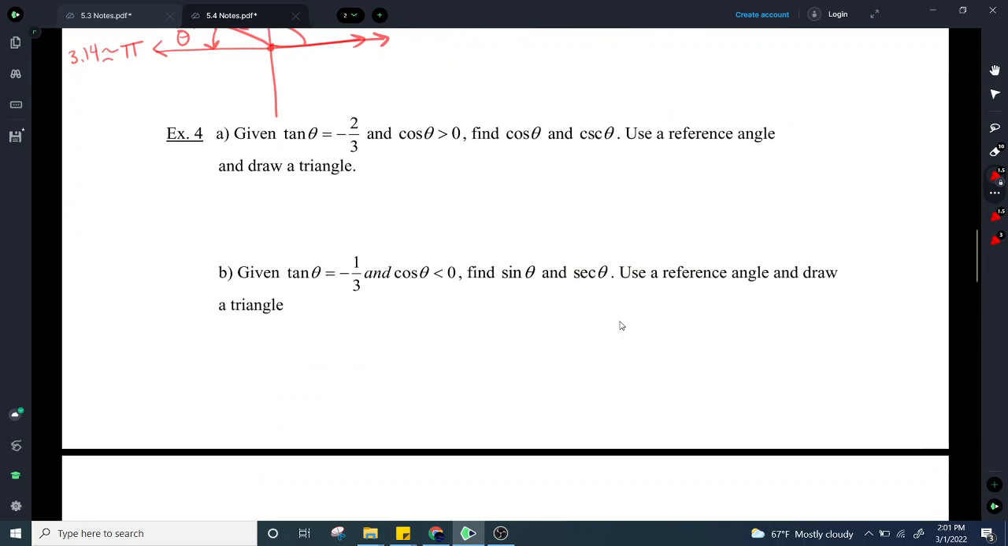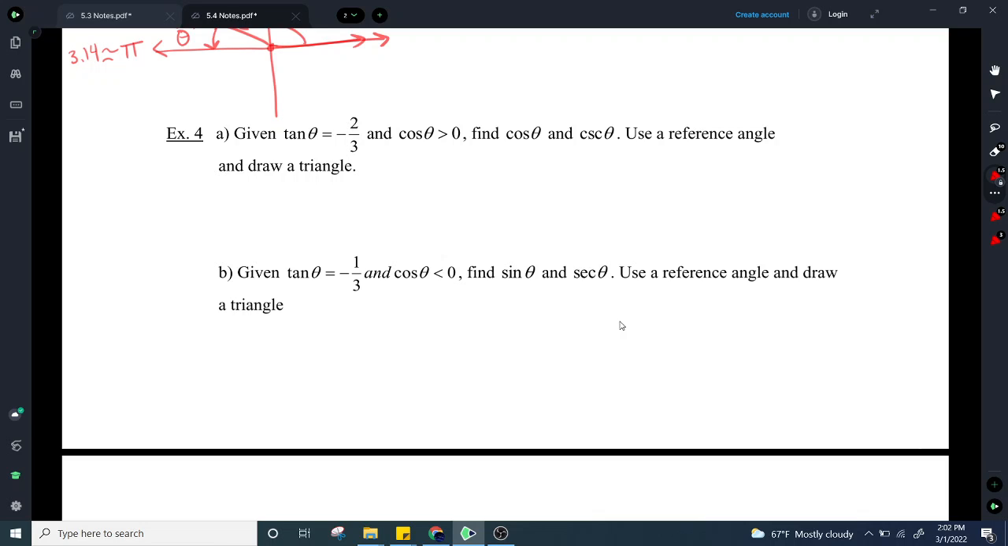All right, let's try another one. Given that tangent is equal to negative 2/3, and cosine is positive, they want you to use this information to find cosine theta and cosecant theta. So I actually want the values for cosine theta and cosecant theta. All right, let's draw a picture here. Okay, so I'm going to be in, well, we got to figure out the quadrant. That's the first thing we got to figure out.